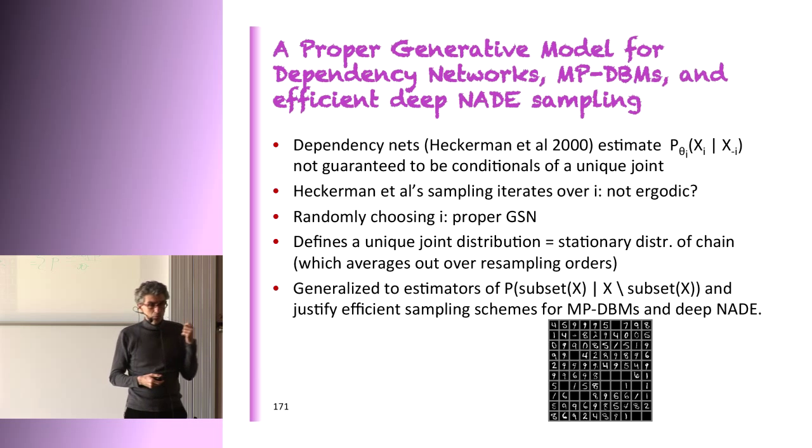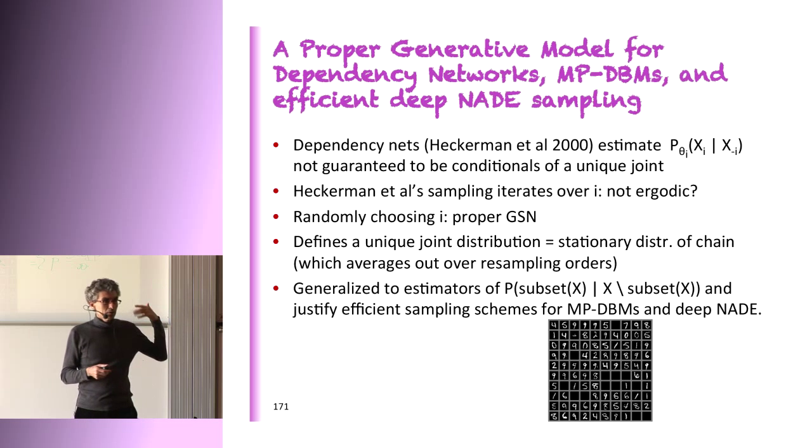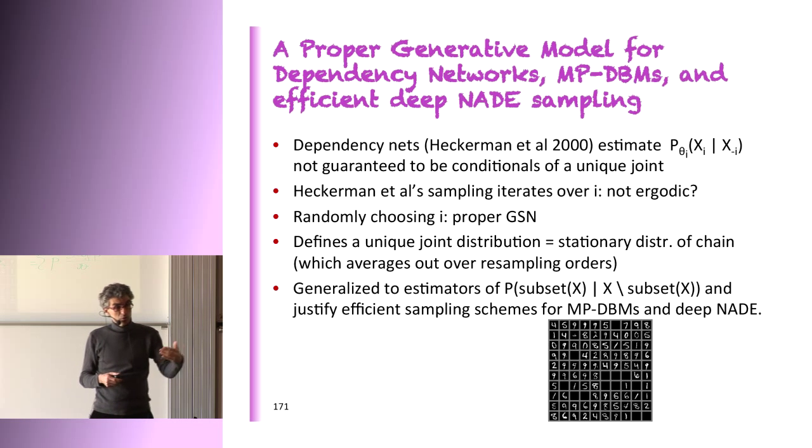But it turns out that you can reinterpret what they've done by making a small change to the way you sample to make sure that the chain has a stationary distribution. Instead of going through the variables in order, if you go in a random order, then you can show this fits the theorems for the GSNs, the generative stochastic networks, and that there is a unique joint distribution that corresponds to this, and it is the stationary distribution of this Markov chain.